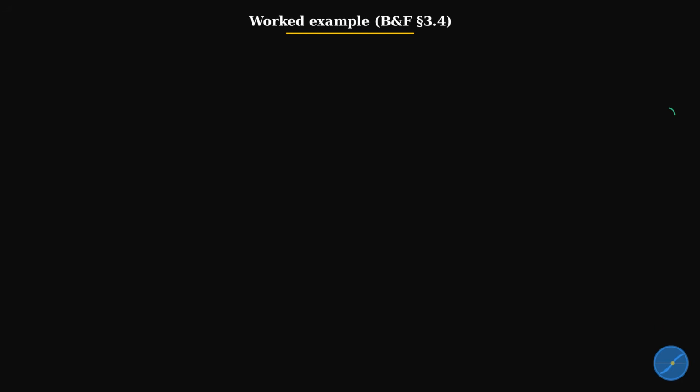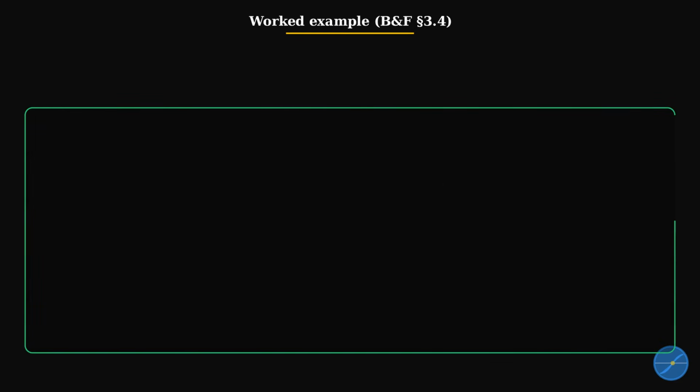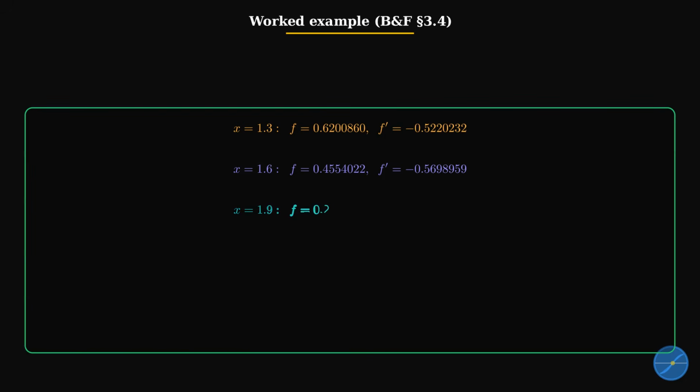Now the real reason Hermite exists. This data is from the book, 3 tabulated points. Numbers we measured, no formula in sight. At 1.3, value 0.62000860, slope minus 0.52202232. At 1.6, value 0.45544022, slope is minus 0.5698959. And at 1.9, value is 0.2818186 and slope is minus 0.5811571. 3 points, each listed twice.